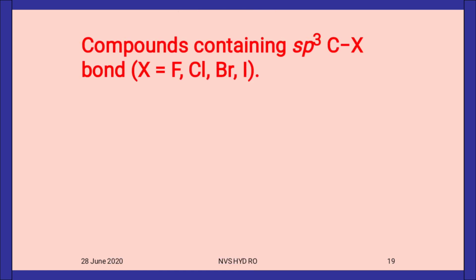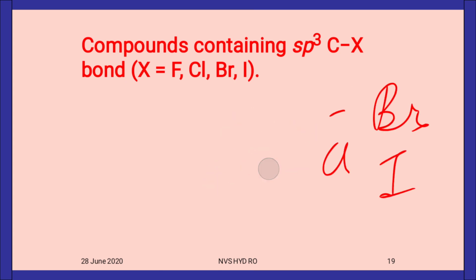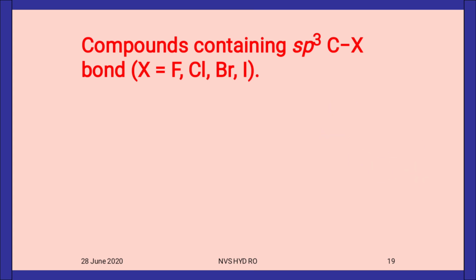Now this is again an important classification. So guys, here you have to remember that compounds containing an sp3 CX bond, where X could be fluorine, chlorine, bromine or iodine, right? So you have to understand one thing basically, that wherever your X comes, X means either fluorine, chlorine, bromine or iodine. So you have to understand accordingly. Okay.